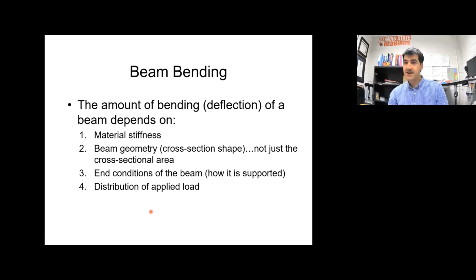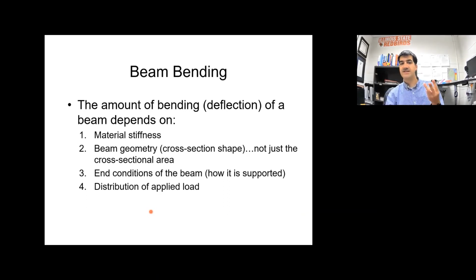The amount of bending that you're going to get, we talked about these 4 things just a few minutes ago. It depends on the material itself. How stiff is the material? That's a material property. It also depends on the geometry of the beam, not just the cross-sectional area, but also the shape of the beam. Like this was the 2x4 that was horizontal versus the 2x4 that was vertical. That affects something called the moment of inertia that we'll talk about in a few minutes.